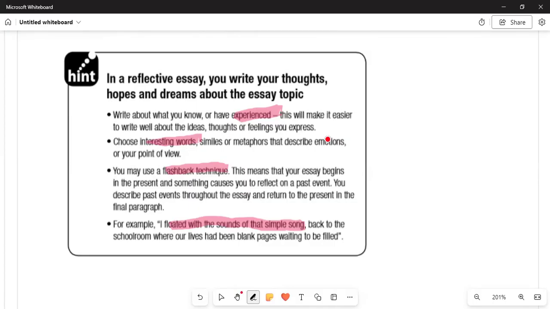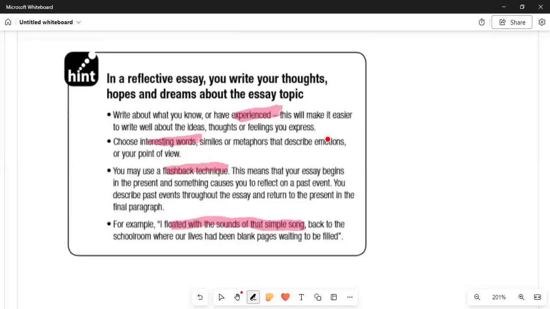Number 2, you choose interesting words. Remember that the key phrase is interesting words. You need to choose the right diction, the choice of words, which will catch the marker's interest in giving you marks. And you need to ensure that you use similes or metaphors that describe emotions. Remember that they can play a vital role as a focal point in how you view things.